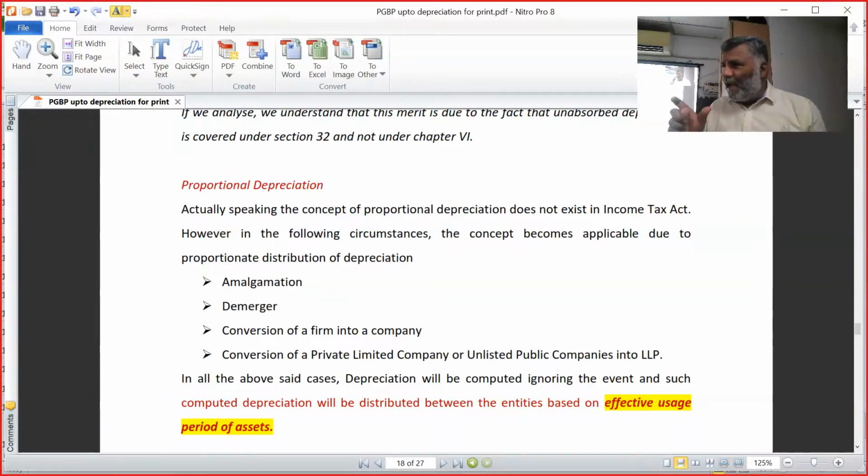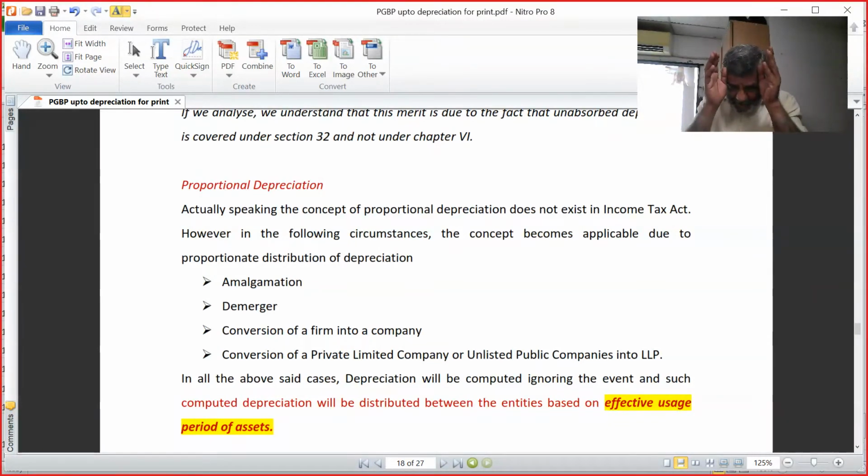Till yesterday, the firm should have claimed the depreciation for that asset. From today, the company has to claim. The law says, first ignore that such an event happened. The income tax law says, ignore such an event happened.